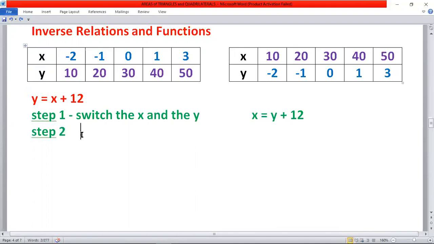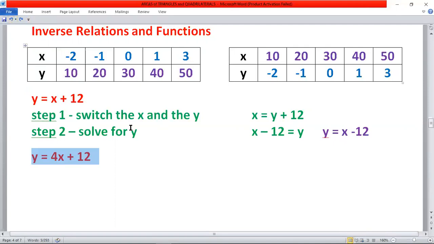Step 2. Because we want the function, we should solve for y. So after the switch, solve for y. How do we solve for y? These constants should go to the other side. When this goes to the other side, it becomes negative. So it will be x minus 12 is equal to y, or simply y is equal to x minus 12. The inverse of y is equal to x plus 12 is y is equal to x minus 12.